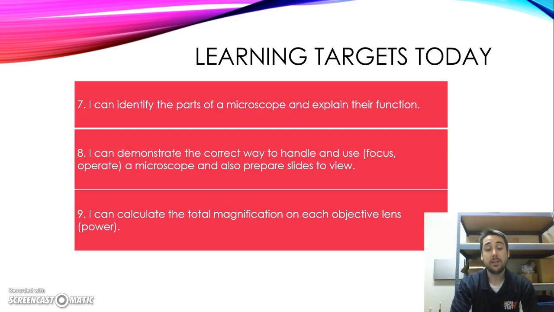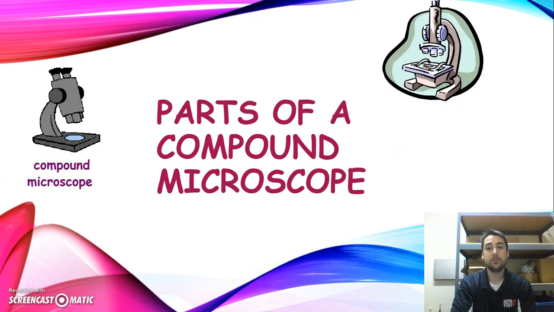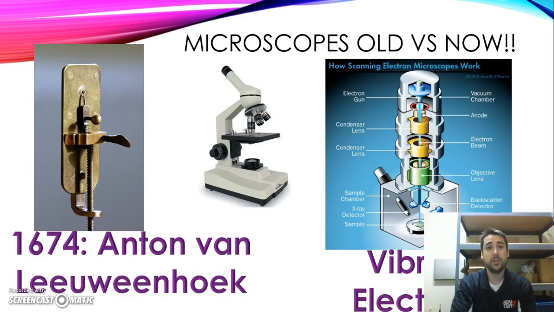I can calculate the total magnification on each objective lens. Now, it sounds difficult, but really, just some quick math, and we'll get right through it. So let's just get going. So we're looking at compound microscopes. Those are the modern ones. There's a variety of different ones out there. You can Google some images and see a whole diverse field. But they have changed from old, very old ones.